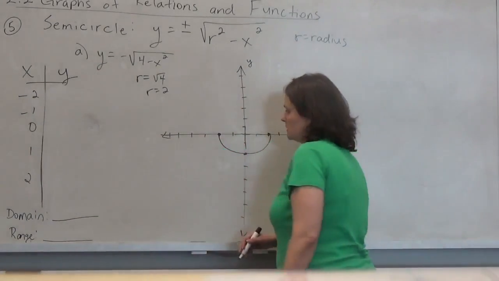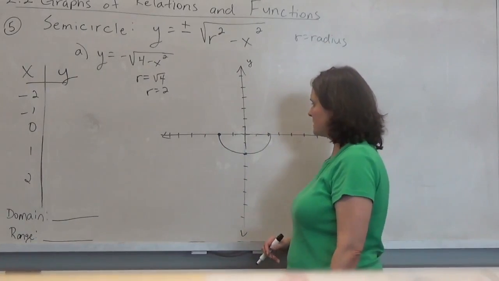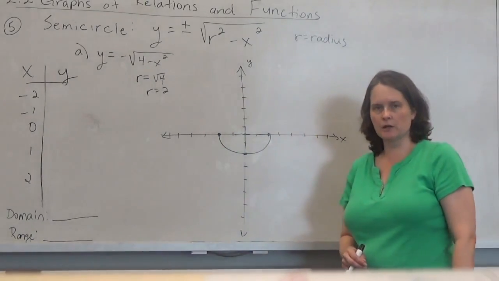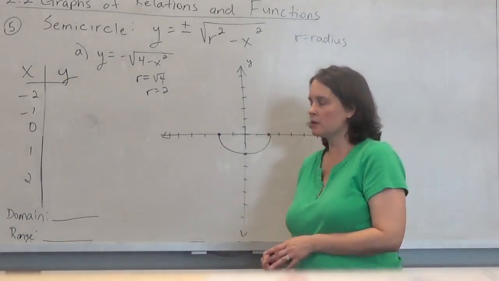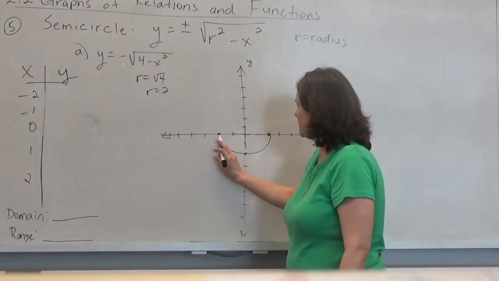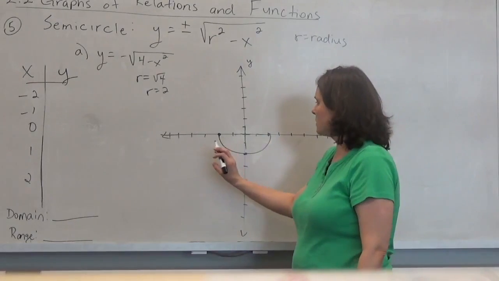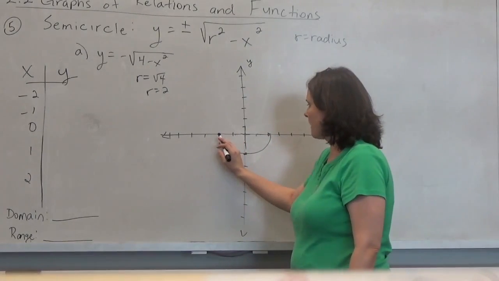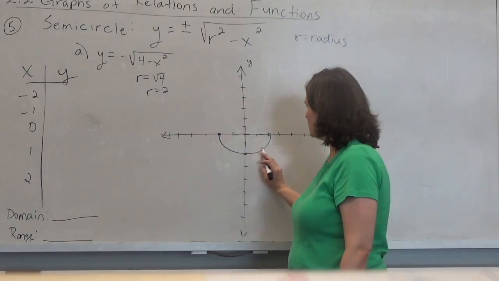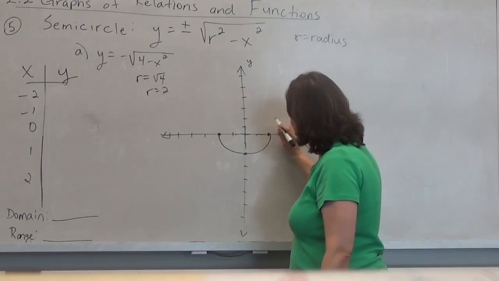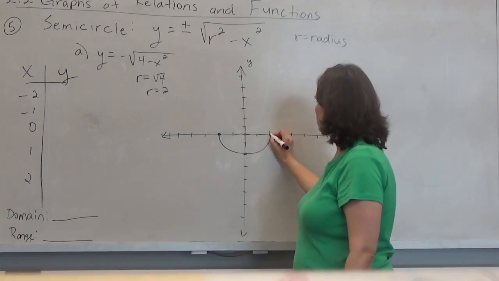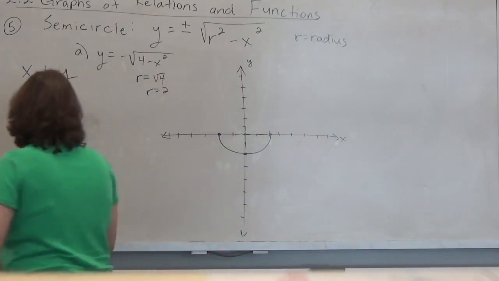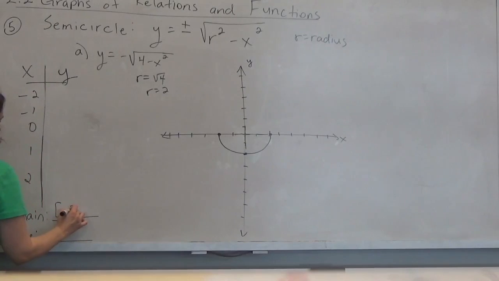What is the domain? This is a little different from the ones that we did earlier. The other ones that we were doing tended to go out to infinity in one direction or the other. This one has a beginning and an end. If we do the domain from left to right, the graph begins when x equals negative 2, and it ends over here when x equals positive 2. So my domain, I can use a square bracket, negative 2 comma positive 2 square bracket.